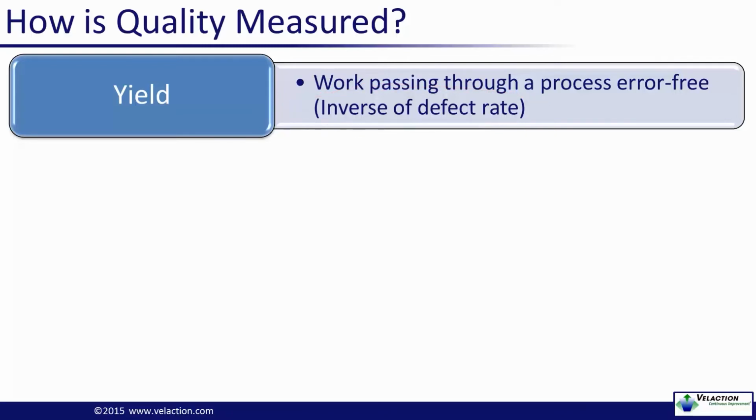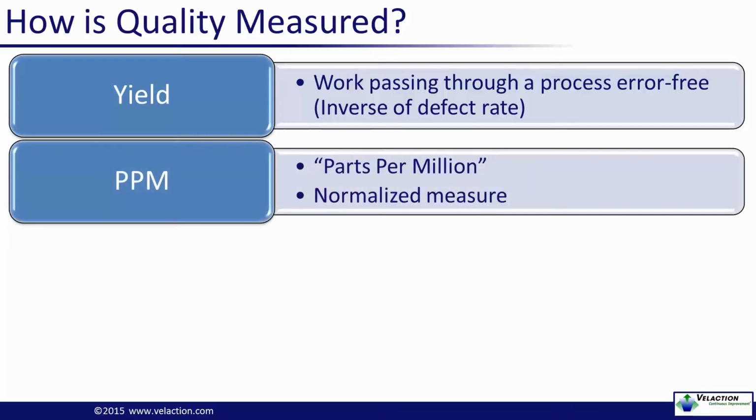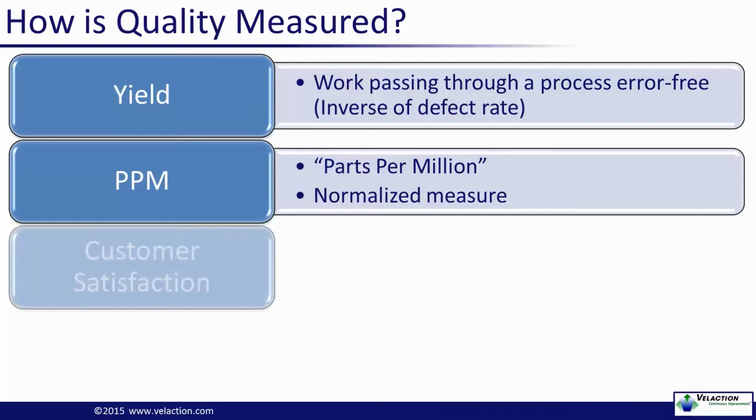Keep in mind that yield is often artificially high because corrective action is taken on the spot. In some processes, there is a significant amount of inline rework that is never seen on any quality metric. PPM, or parts per million, is a normalized measure that was popularized by Six Sigma. It is commonly used as a measure of the number of defects per million units.